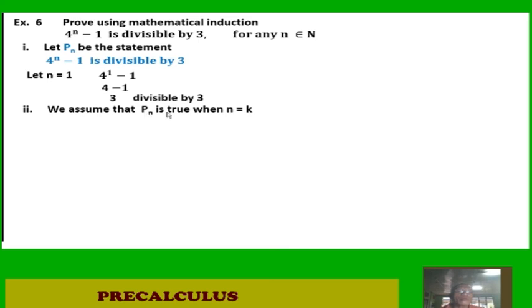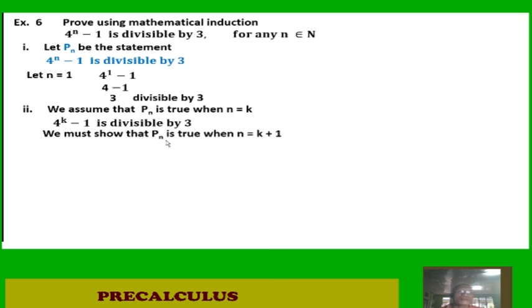Next, we assume that P of n is true when n is replaced with k. So 4 to the k minus 1 is divisible by 3. Then we must show also that P of n is true when n is replaced with k plus 1. So 4 to the k plus 1 minus 1 is divisible by 3. Okay, this is an exponential form. We can separate this as 4 to the k times 4 to the first power.